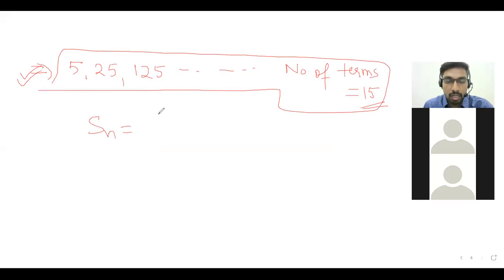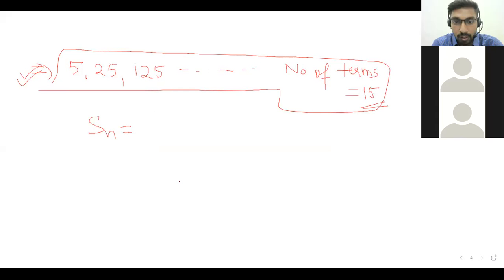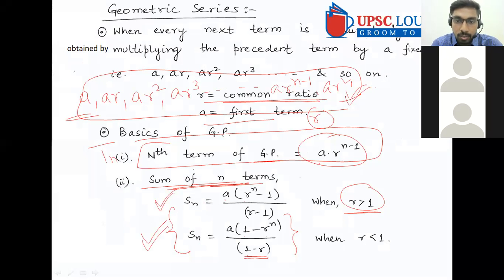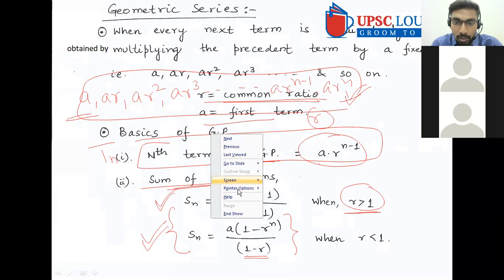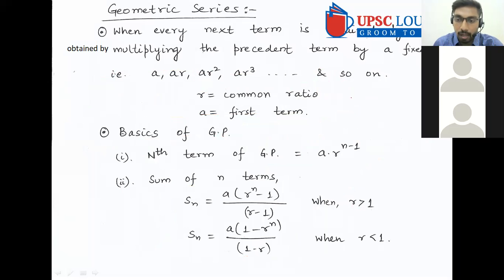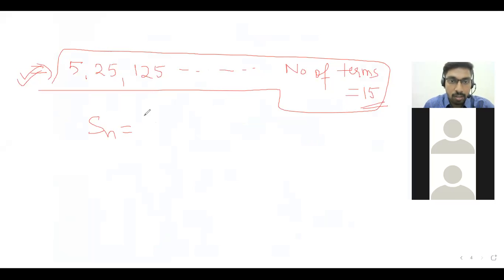So I'll show you the formula here. I already told you one formula. Sum of n terms will be equal to a into r to the power n minus 1 upon r minus 1, when the value of r is greater than 1. So you can refer to this formula to calculate the value for this. So Sn equals a into r to the power n minus 1 upon r minus 1.